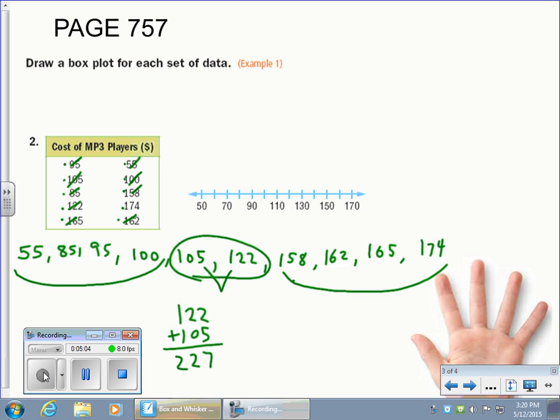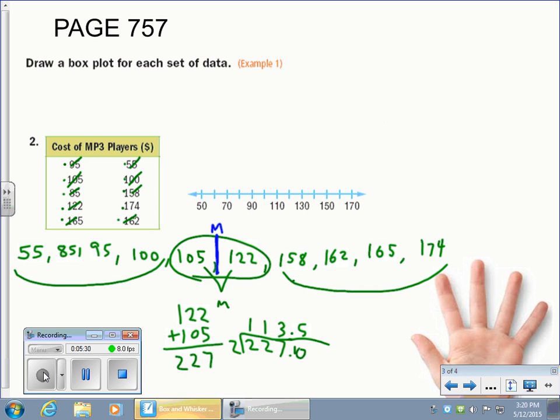is 227. 227 divided by 2, 2 times 3 is 6 with 1 left over, 113.5. So there's my median. My median is right in between these two numbers. All right, there's my median. So I'll make my first dot, 113.